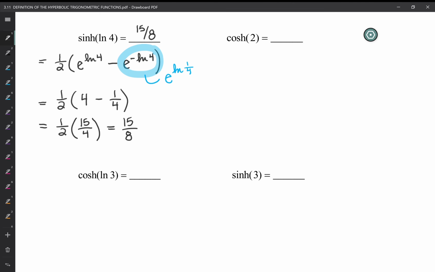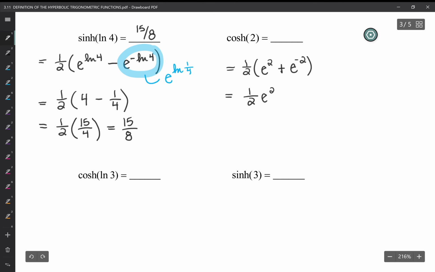Now let's find the hyperbolic cosine of 2. This is equal to 1/2 times e to the 2 plus e to the negative 2, which is equal to 1/2 e squared plus, continuing to distribute that 1/2, and rewriting that e to the negative 2 as 1 over e to the 2. So we have 1 over 2 e squared.